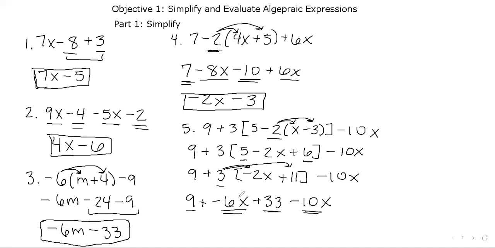So our final answer should be negative 16x plus 42. All right. And let's do one more.